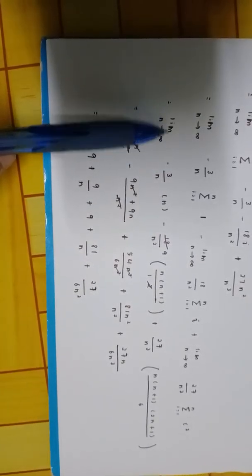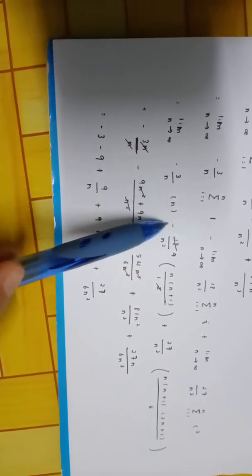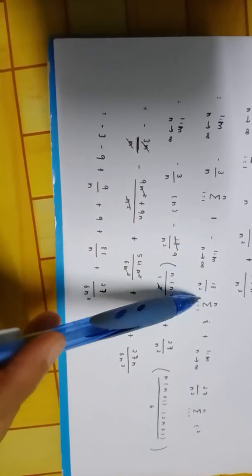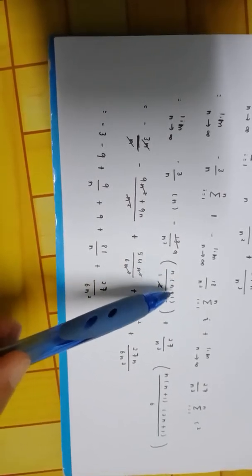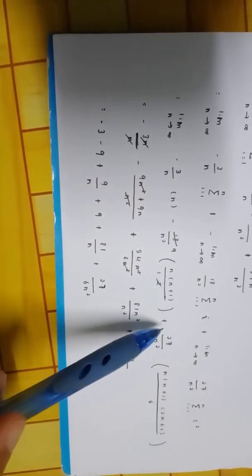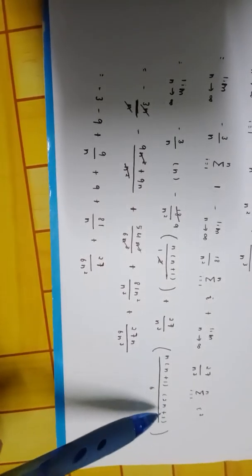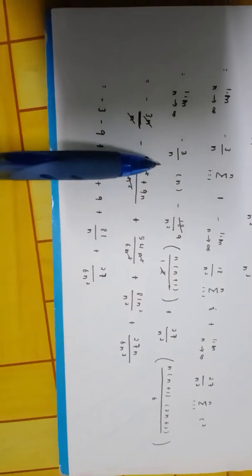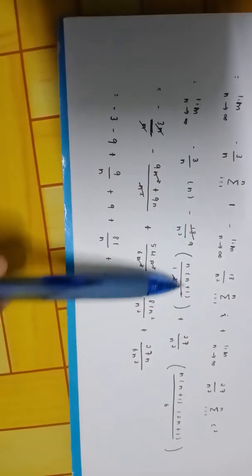Okay, so we got the limit as n approaches infinity of negative 3 over n. The sum of 1 we replace with n, minus 18 over n squared, and the sum of i we replace with n times (n plus 1) over 2, plus 27 over n cubed, and the sum of i squared we replace with n times (n plus 1) times (2n plus 1) over 6. So to simplify it, we multiply by 1 by 1.